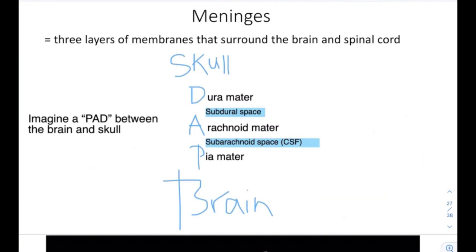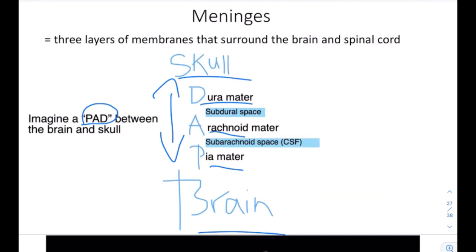Okay, let's talk about the final topic of today's lecture, the meninges. They're composed of 3 layers of membranes that surround the brain and the spinal cord. So between the brain and the skull are the 3 membranes, the meninges, which include the pia mater, the arachnoid mater, and the dura mater. You can remember them by the mnemonic PAD. Imagine a pad between the skull and the brain.